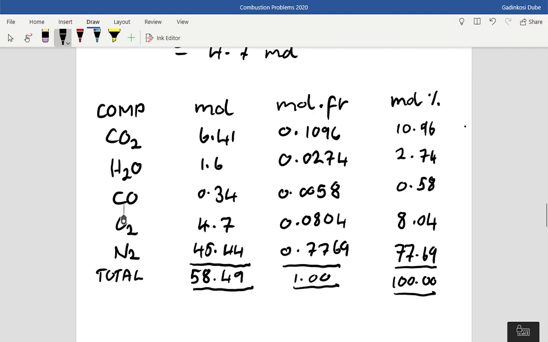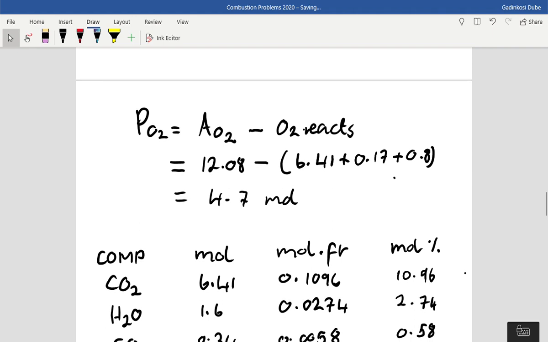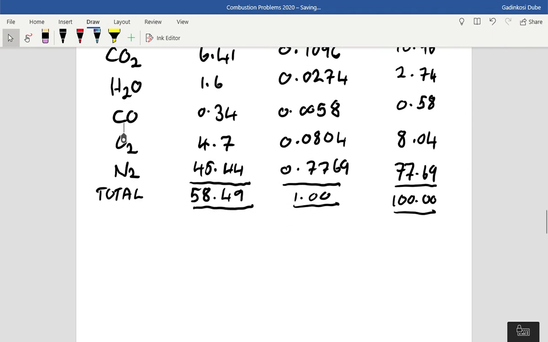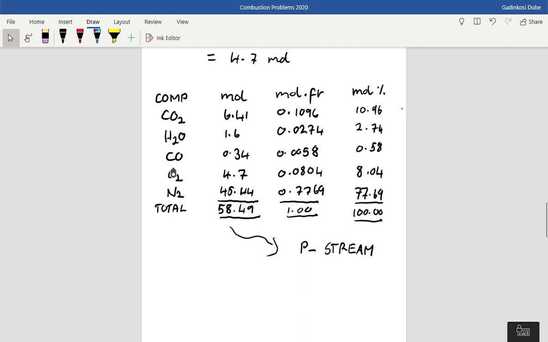So this is your product gas composition. This is your P stream. So you've got the total of your P stream. So you've actually determined the product gas composition, and this is what you were supposed to determine. So now if you look at the gas analysis, you can see this is the flue gas analysis that we've determined here. You can see that carbon dioxide is 10.96 and H2O, which is water vapor, is 2.74. Carbon monoxide, very minute quantity, 0.58, and obviously oxygen and nitrogen being in abundance.